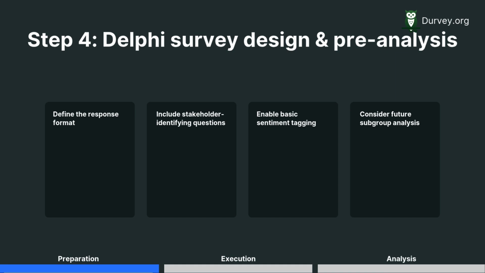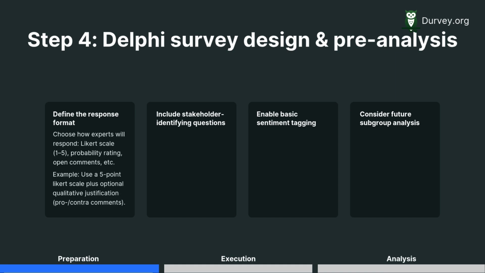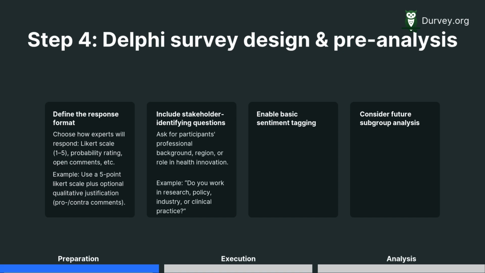First, define the response format. Choose how experts will interact with your theses. For example, using a Likert scale, probability ratings, or open comments. Example: please rate your level of agreement from 1 to 5, and optionally, justify your answer. Second, include stakeholder identifying questions. This allows future segmentation of results. Example: what is your professional background? Academia, policy, clinical practice, or tech industry?